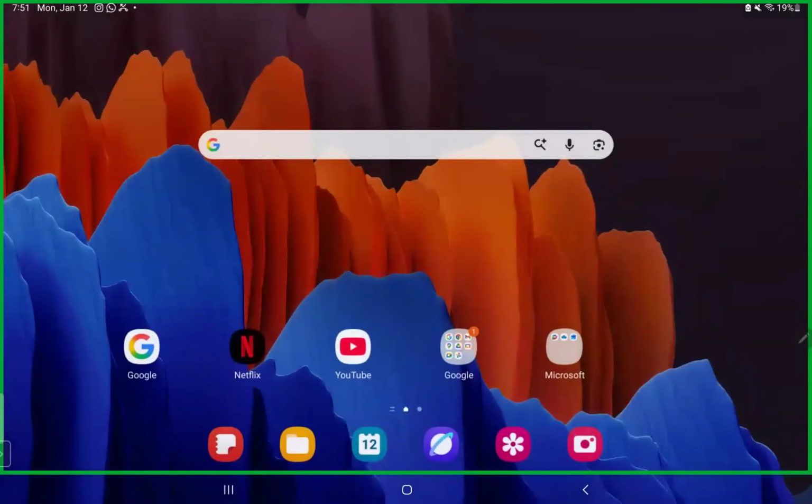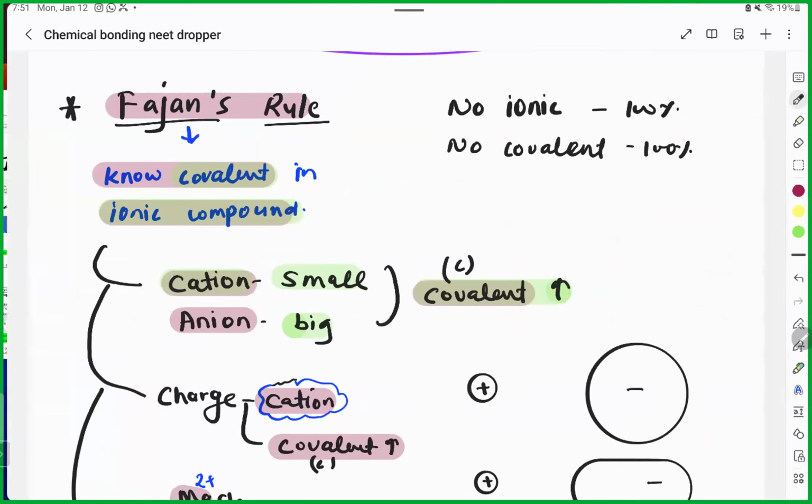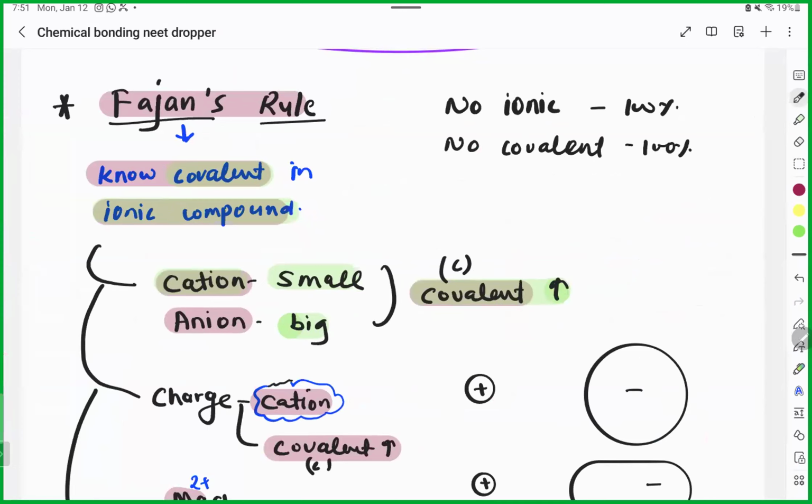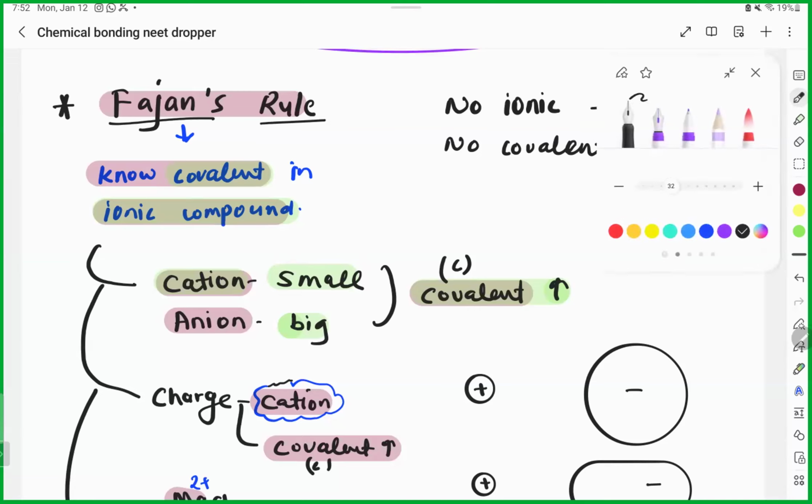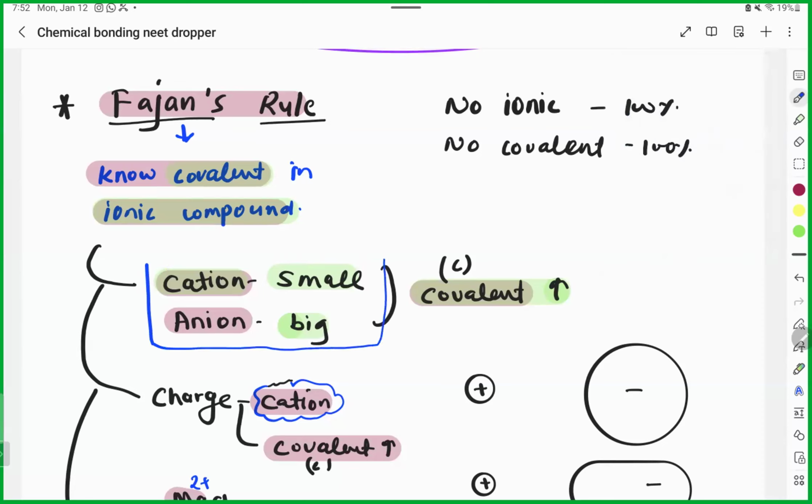Yes. So I said, if cation size is small, then more covalent character. If anion size is big, more covalent character. So these two factors are responsible for the covalent behavior. These two changes are responsible for the increase in the covalent character. Any doubt, Chandana? No, sir.